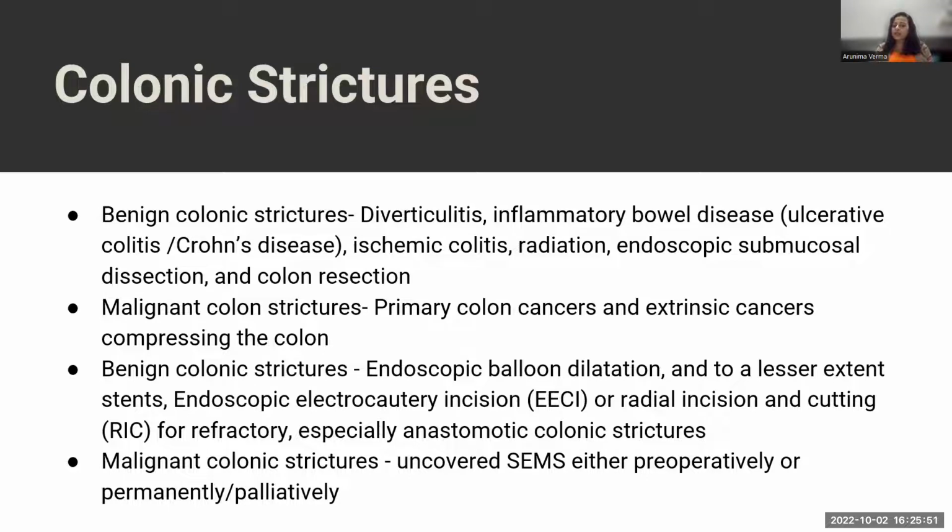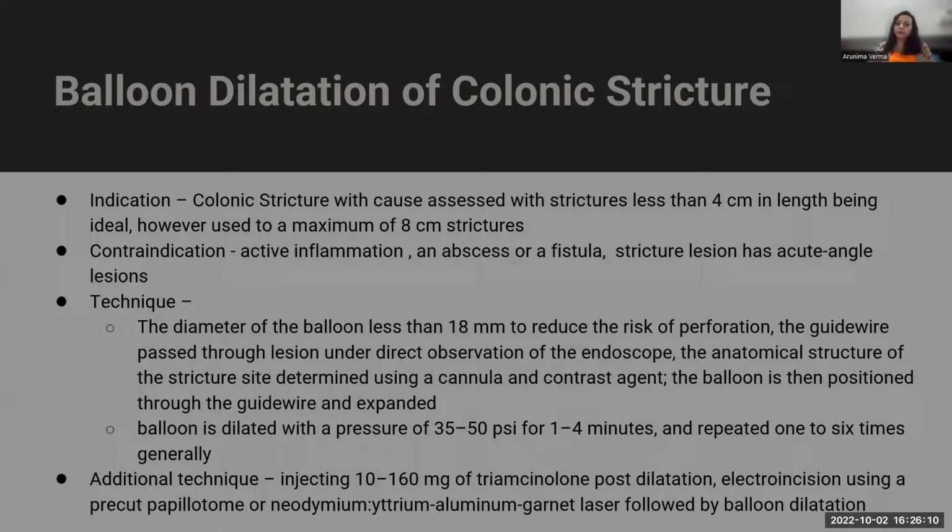Benign colonic strictures you can deal with endoscopic balloon dilatation and, to a lesser extent, with stents. Endoscopic electrocautery incision or radial incision and cutting for refractory ones can also be used, especially for the anastomotic ones. For malignant colonic stricture, uncovered SEMS, either preoperatively or permanently as a palliation, can be used.